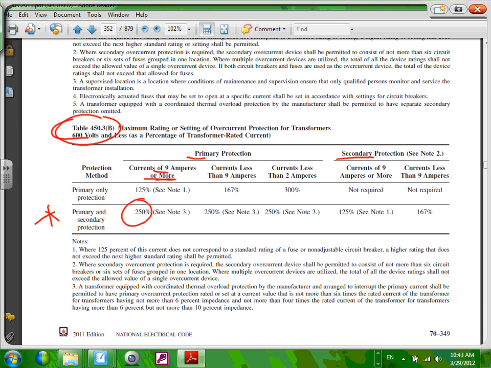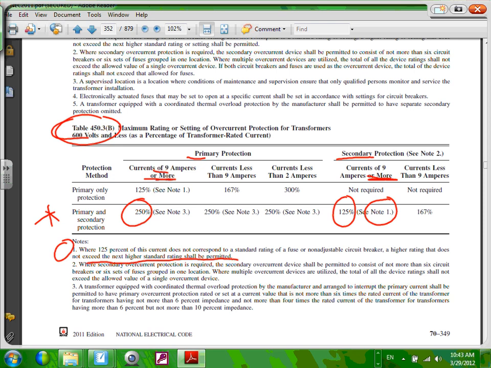So my multiplier on the primary is here. On the secondary side, current of 9 amps or more. So my current on the secondary is more than 9 amps. My multiplier is 125. Can you guys see note number 1 here? And if you read note number 1 here, it will tell you you can go to the next higher standard shall be permitted. Cool? Everybody knows how to use this table.